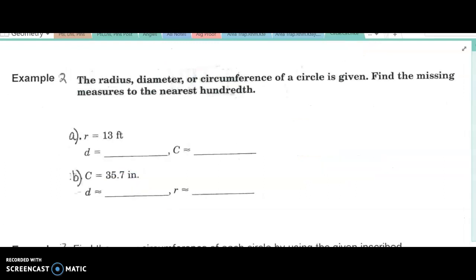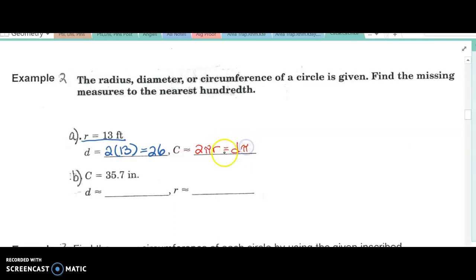So let's go ahead and look at example 2 on the next page. It says the radius, diameter, or circumference of a circle is given. Find the missing measures to the nearest hundredth. So for this first one, we have 13 as our radius. So 2 times 13, 2 radii make a diameter, so our diameter would be 26. And then remember, earlier in the year we talked about circumference being 2 pi times radius, or the same thing as diameter times pi, either way.